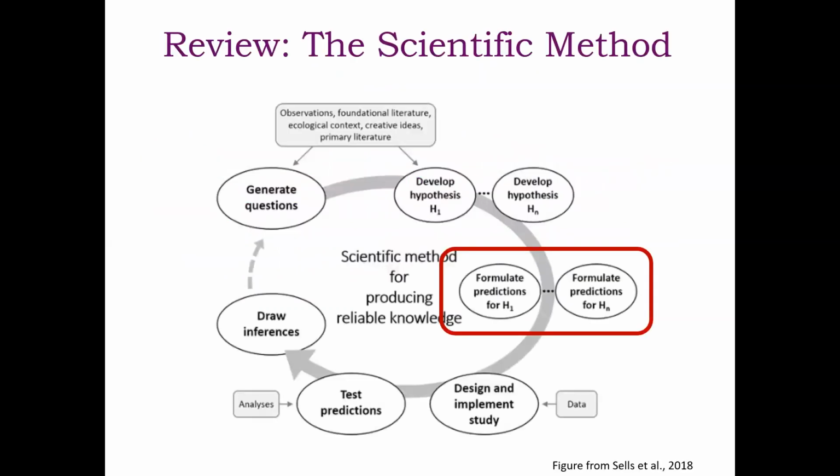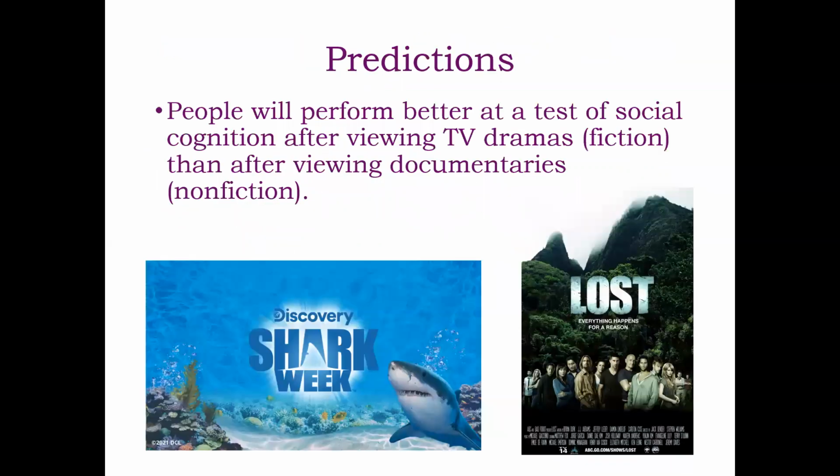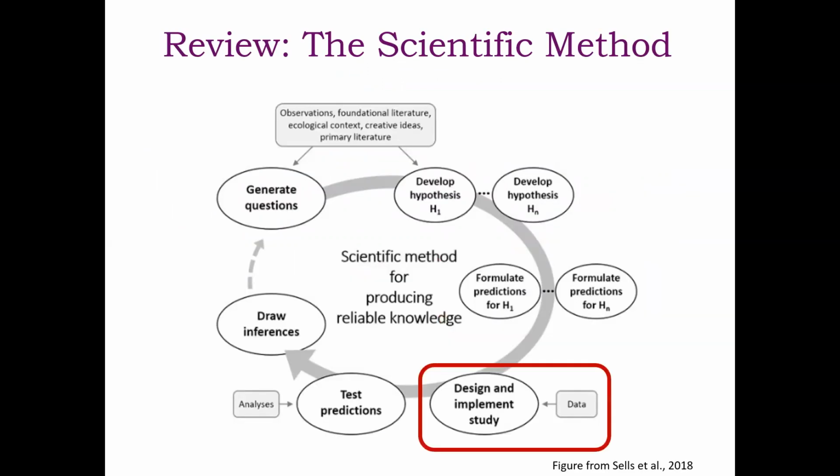Next, we would formulate some predictions. For example, people will perform better at a test of social cognition after viewing TV dramas than after viewing documentaries, if we are correct in hypothesizing that viewing fiction improves social cognition. Next, we would design and implement a study.